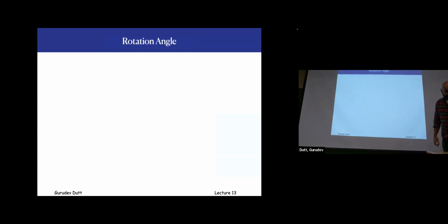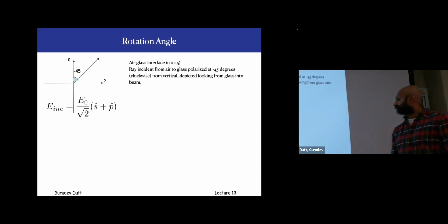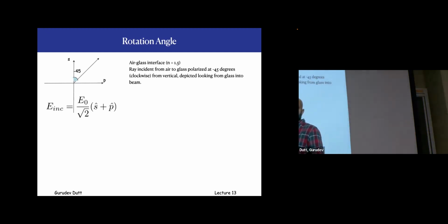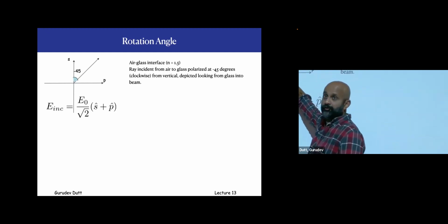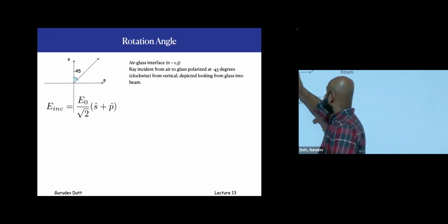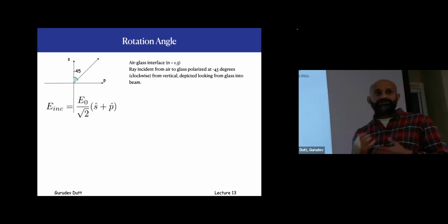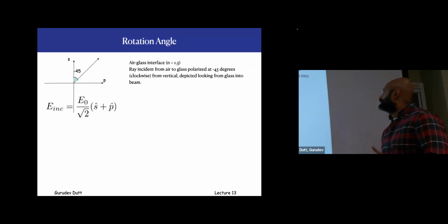And we can also then derive this thing that you've seen in your lab, where, for example, if I have an air-glass interface and I send in 45-degree polarized light, where the polarization is at an angle of 45 degrees with respect to the vertical, which is what you did in your lab, it was polarized at 45 degrees. And we call that minus 45 degrees because it's clockwise from the vertical, and counterclockwise angles are usually taken as positive, while clockwise angles are taken to be negative.